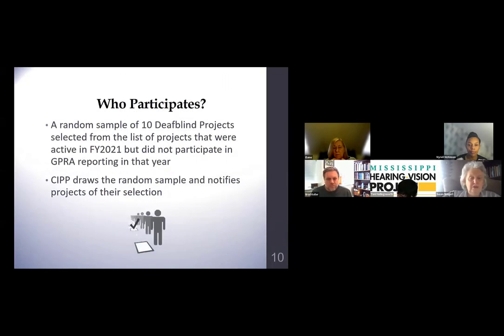So who participates in the sample? As you know, a random sample of 10 deafblind projects is selected from the list of projects that were active in fiscal year 21, but that did not participate in GPRA reporting in that year. And SIP draws the random sample and notifies projects of their selection.